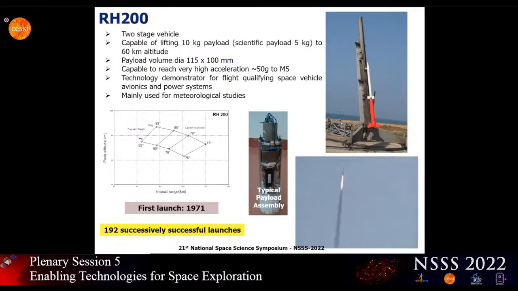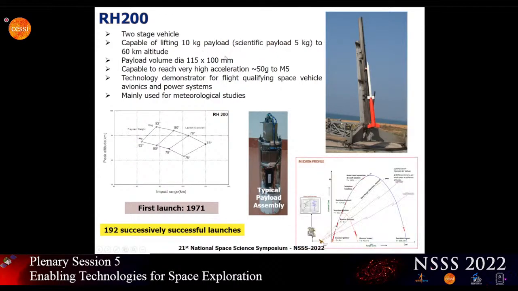This is the RH-200 rocket, which we launched. It is a single-stage rocket capable of carrying a 10 kg payload, including a scientific payload of 5 kilograms, to 60 kilometers, with a payload volume of 115 mm diameter by 100 mm long. It also goes to very high acceleration levels of 50 G, which can really qualify development electronics, and is also used for meteorological studies. After its first launch in 1971, we have had 192 successful launches of this rocket.